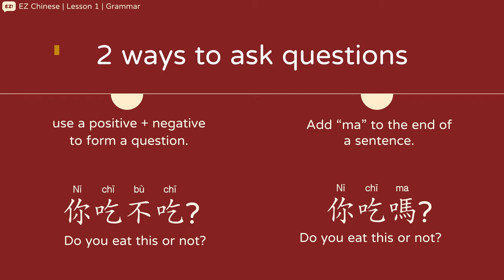There are two ways to ask questions. Use a positive 吃, to eat, plus a negative 不吃, not eat, 你吃不吃, to form a question. Or you can add ma to the end of a sentence instead. 你吃吗?